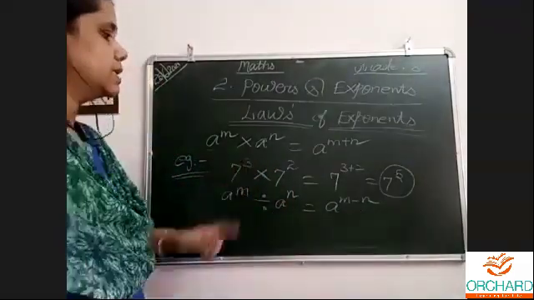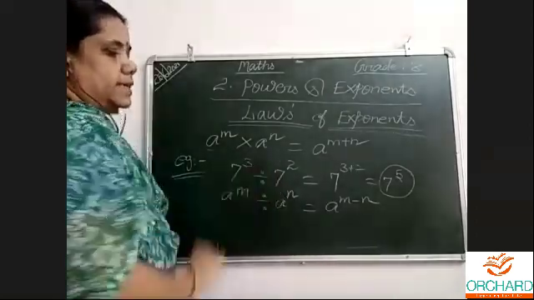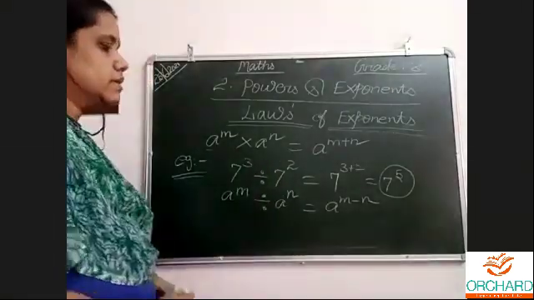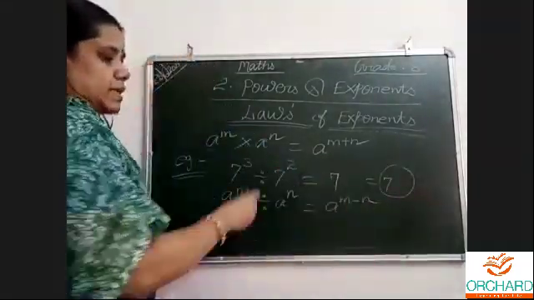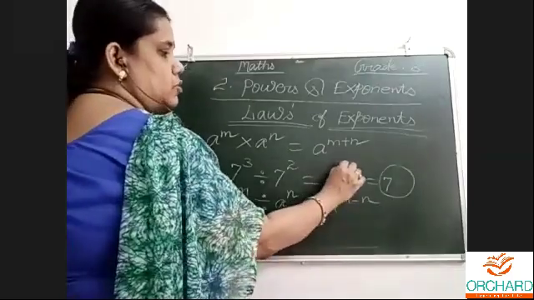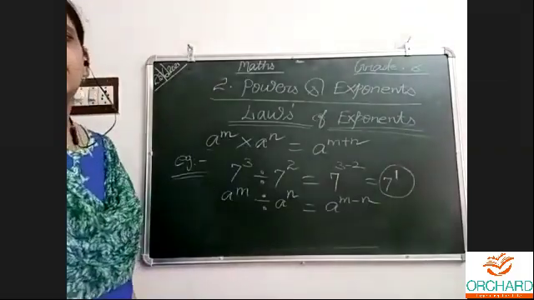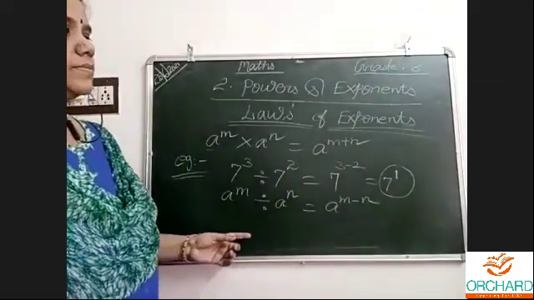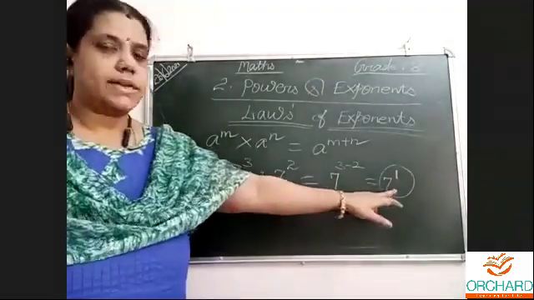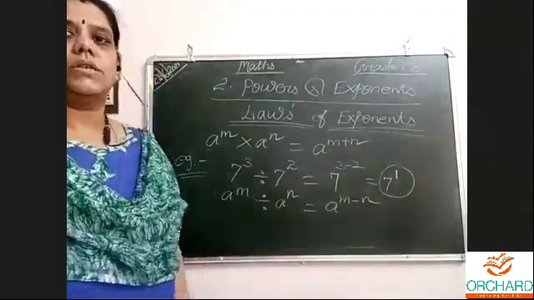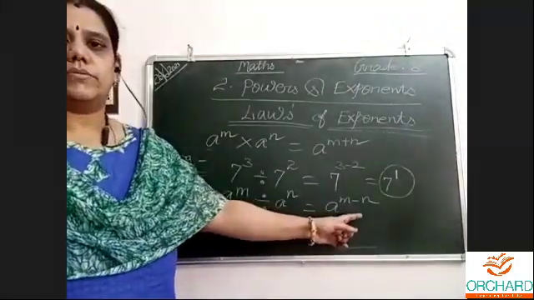Let us take the same example like this. 7 power 3 divided by 7 power 2. What will be 7 power 3 minus 2? 7 power 1. 7 power 1 is 7 only, written one time. That is, we have to write in exponential form like this: 7 power 1. So when the division symbol is there, we subtract.